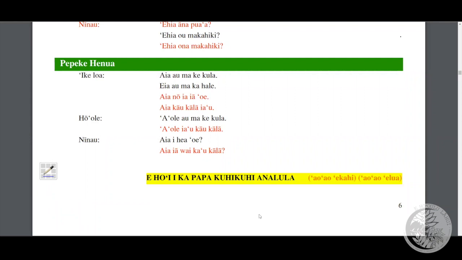So let's take a look at the Pepeke Henua, and just to again break it down, Pepeke, that's the format, the type of sentence structure we're working on, and the language use of Henua, actually a Polynesian word, Whenua, Henua, which is the same as Honua, or land. And the first thing to recognize about a Pepeke Henua, so-called structure sentence, is it's always talking about location.